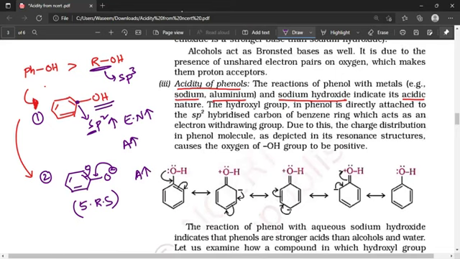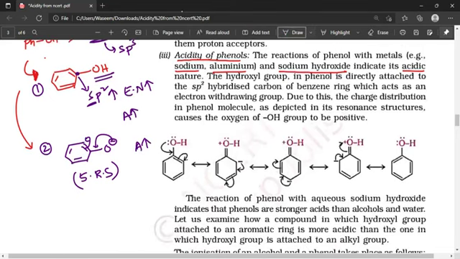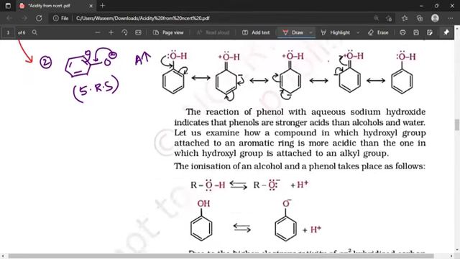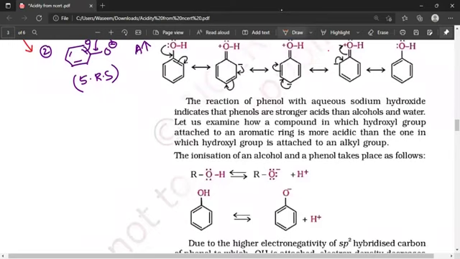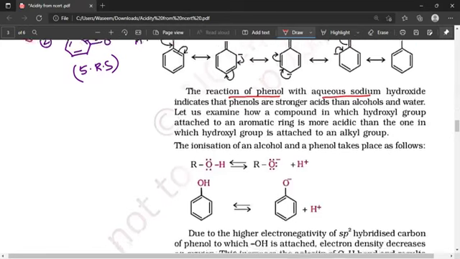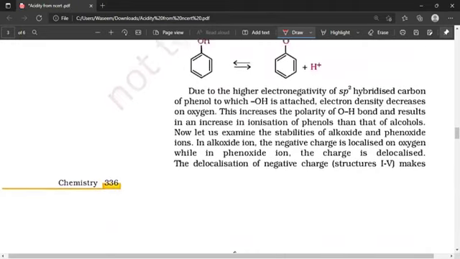Now just go through this paragraph, what he gave. See here, he is explaining that it is bonded to sp2 hybridized carbon of benzene, which acts as an electron withdrawing group. Not only this, see what he's saying: when phenol reacts with sodium hydroxide, it forms phenoxide. The phenoxide is highly stable due to the 5 resonating structures. I'll show you here.